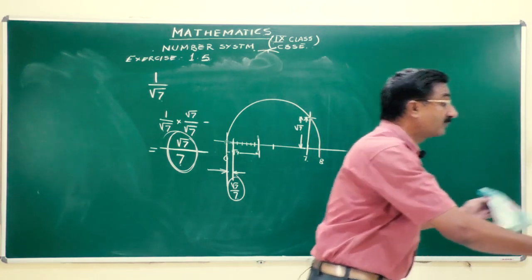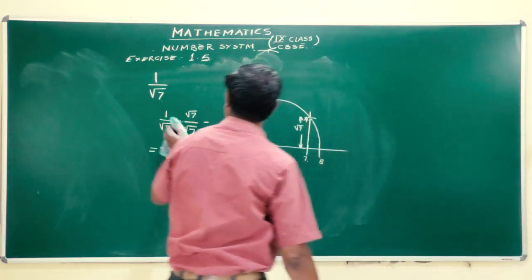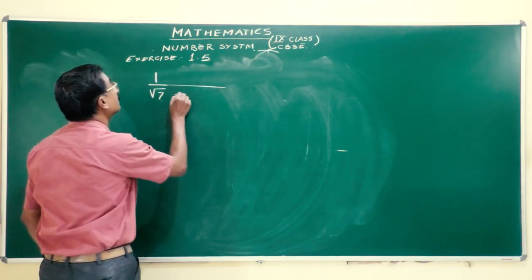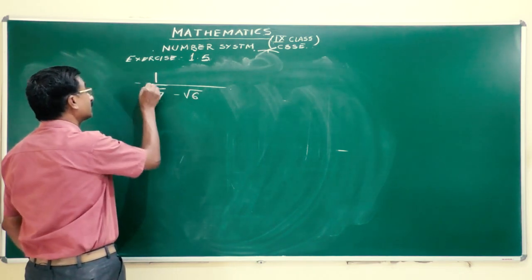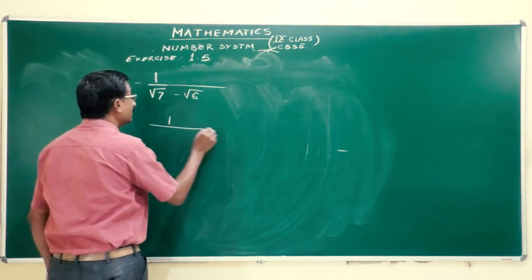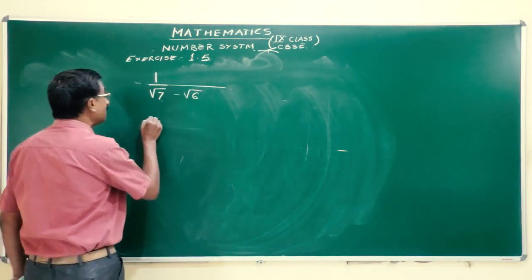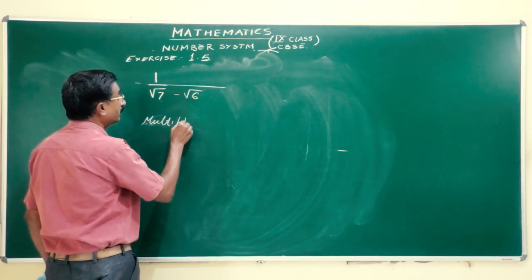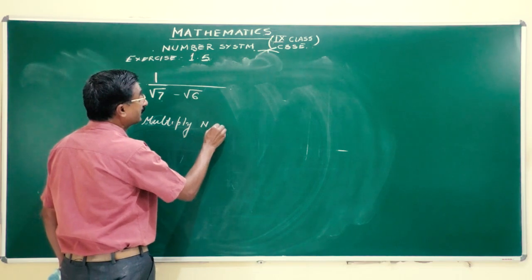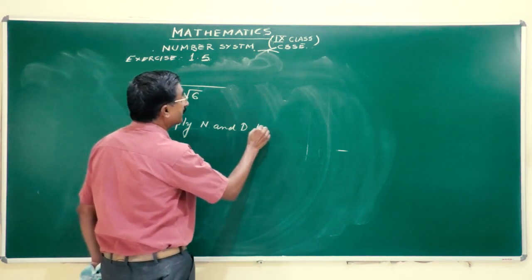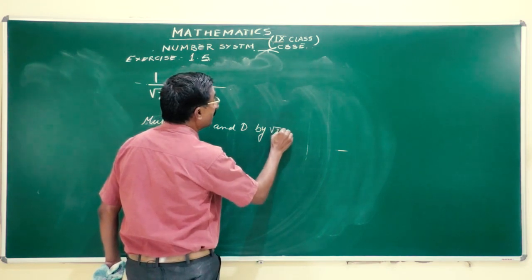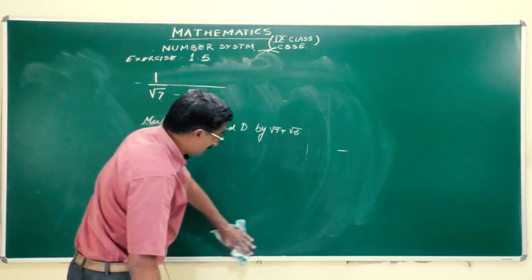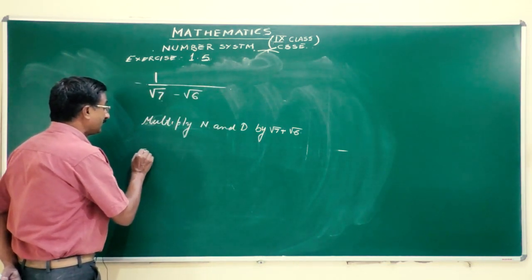So the next problem is 1 upon under root 7 minus under root 6. So to rationalize this number, what we have to do? We have to multiply numerator and denominator by under root 7 plus under root 6, so that this term can be rationalized by using the identity.